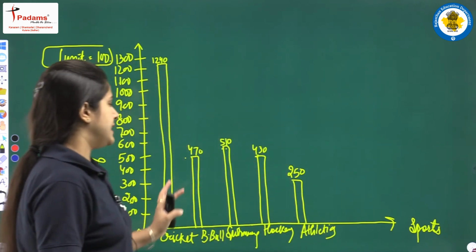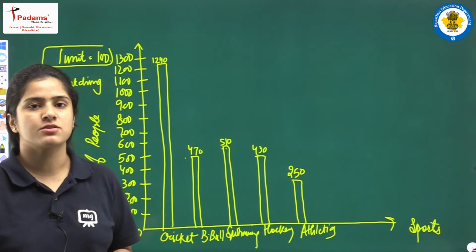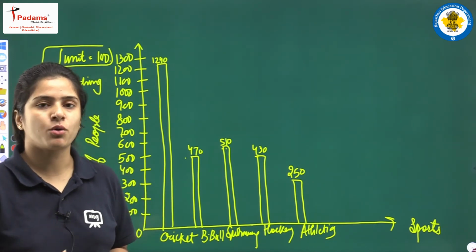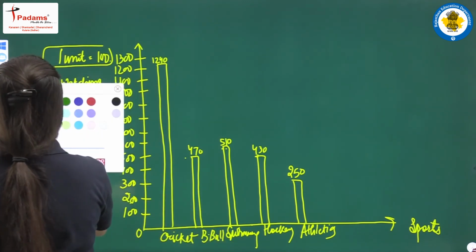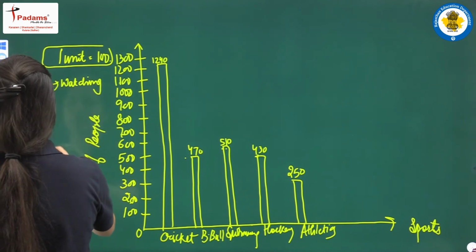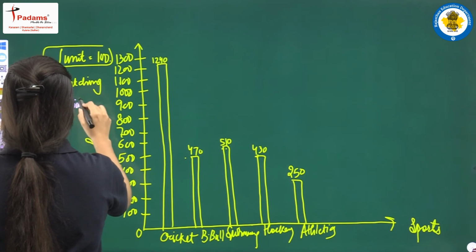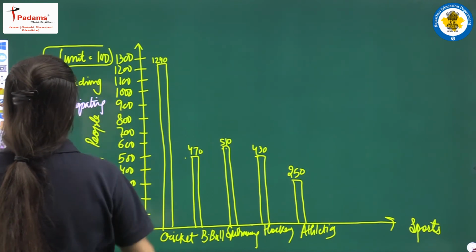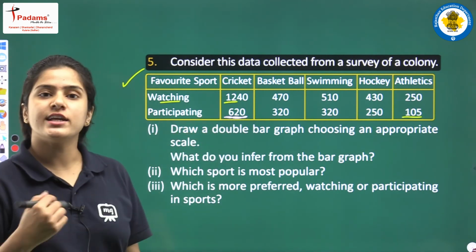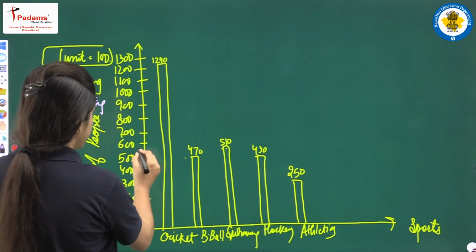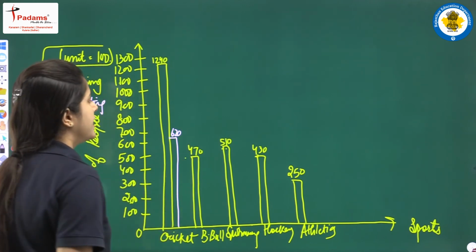All right students, these are the bars of sports that are watched. Now we'll draw the bars of the sports by participation. We'll choose the color purple. This shows participating. So firstly students, cricket is participated by 620. Okay, 620 is here.